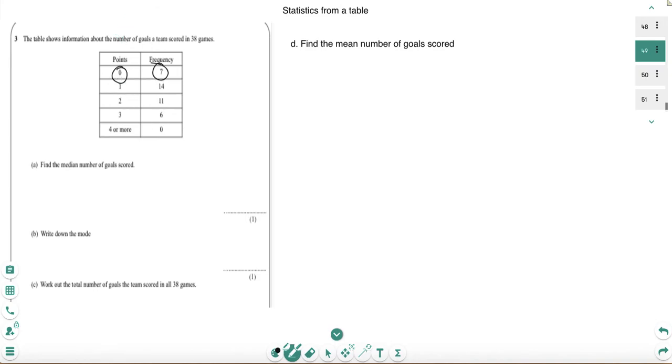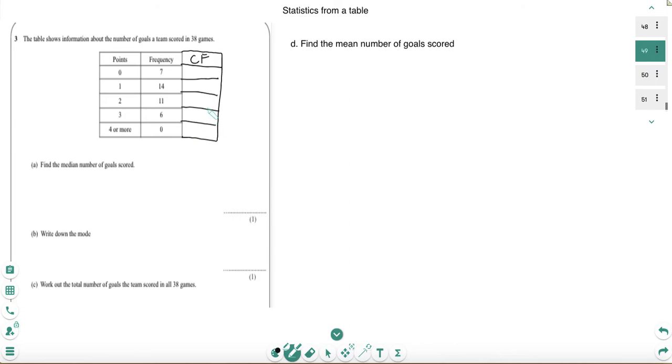So first of all, it's always important to just understand what the table is asking you before you start these questions. First, find the median of the number of goals scored. All right, how do you find the median from a table? What you do is you actually have to create a new column. We're going to call this the cumulative frequency, okay? And how does the cumulative frequency work?